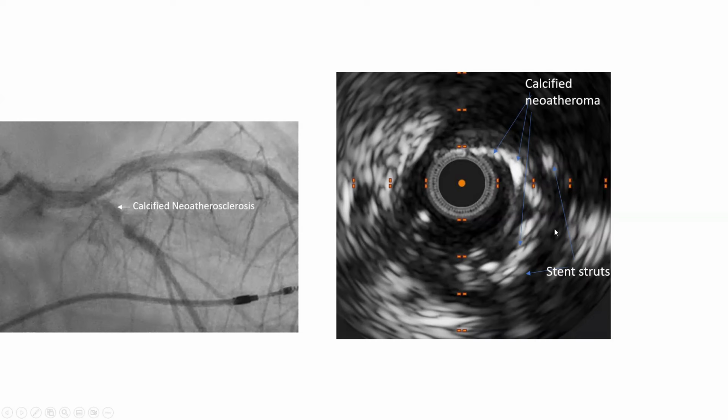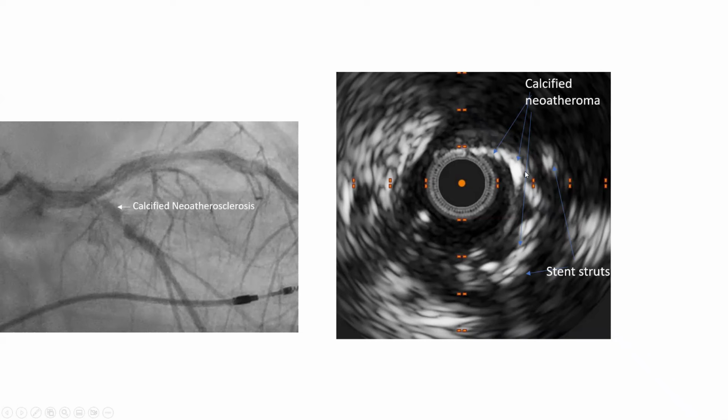So in that area, what you see, old stent struts, and inside it, you see really heavy calcium. All this is calcium. This is here neoatheroma. This neoatheroma. This is a stent strut. This is a stent strut. Imagine this is a stent. This is neoatheroma here.